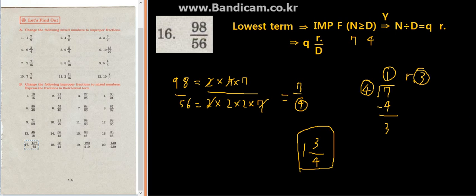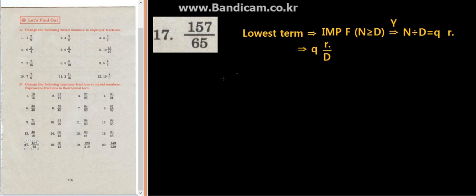Let's go down to problem number 17. First, let's consider if 157 over 65 is in the lowest term or not. It is not. How do I know? Let's first see. 65 seems more dividable. So 65 is equal to 13 multiplied by 5.